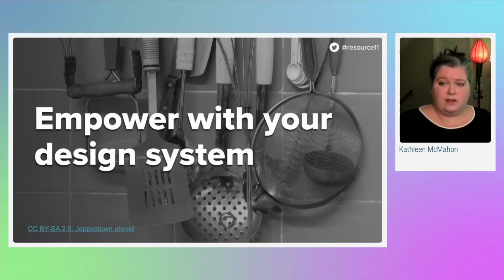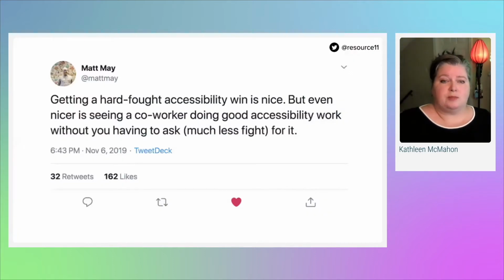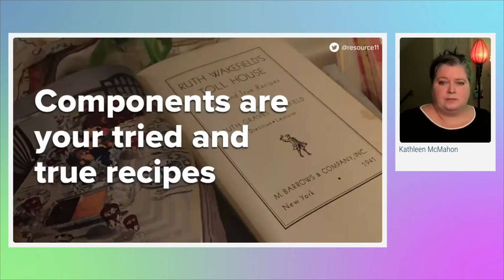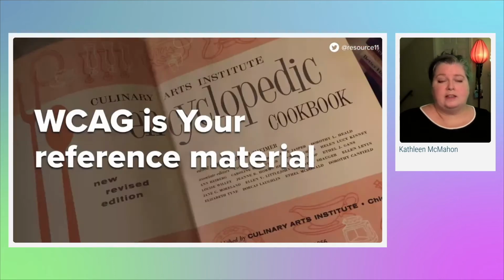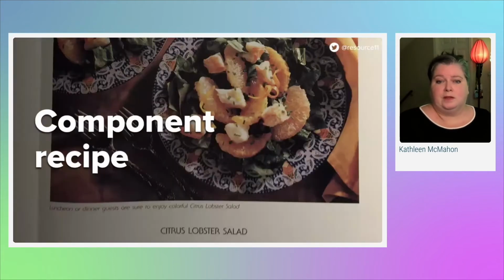That said, if your developers are unsure how to start building inclusive apps, empower them with your design system. Build some features into your components to help them along. Then you can start celebrating when your coworkers make those apps accessible without you having to ask for it. So components are your tried and true recipes, and WCAG is your reference material. Creating a component is like following a recipe.